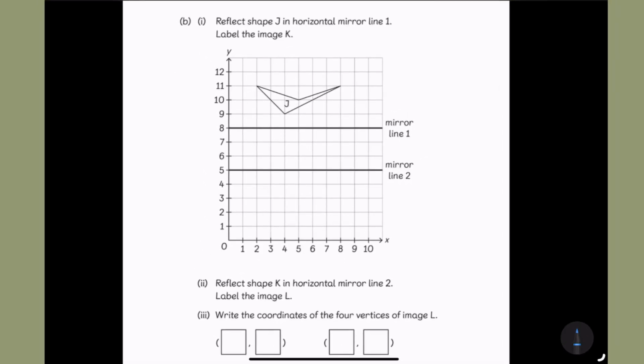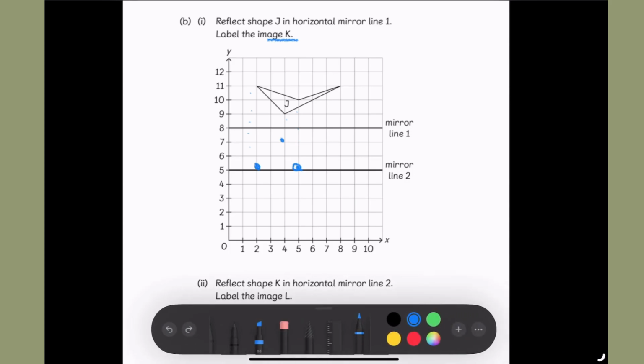Okay. So the question says, reflect shape J in horizontal mirror line 1. Label the image K. Okay. Our first question says, on the horizontal line, let me show the image. Again, I will see 1 unit. I'll mark my dot. 1, 2, 3. So 1, 2, 3. I will mark my dot just right next to 1. If you see 1 and 2, so 1 and 2, right? 1 and 2, sorry. So 1 dot behind, I will rub this dot.